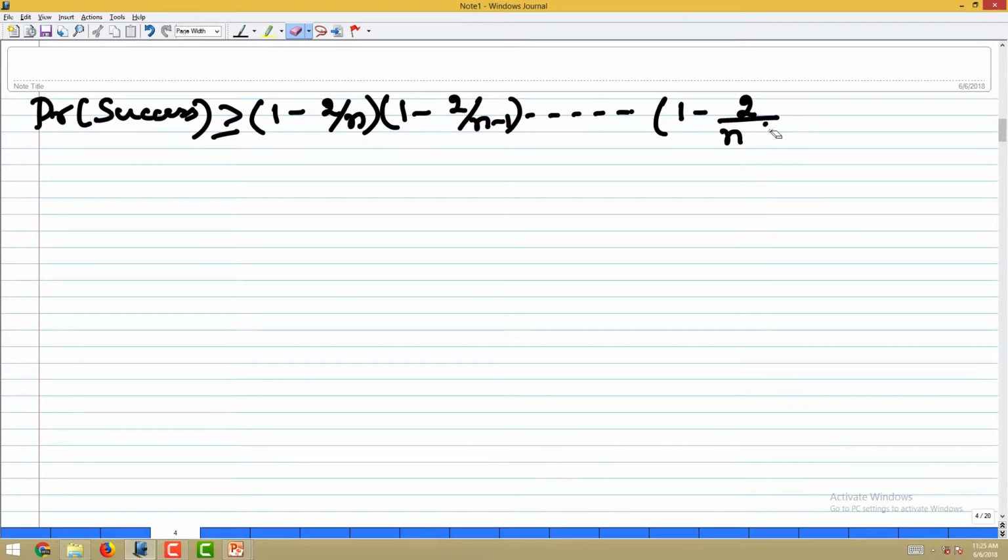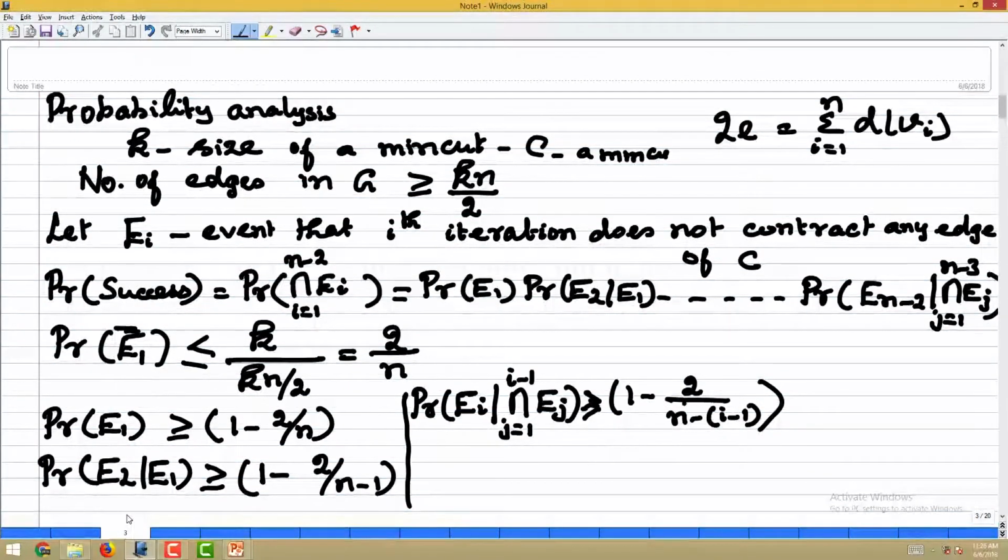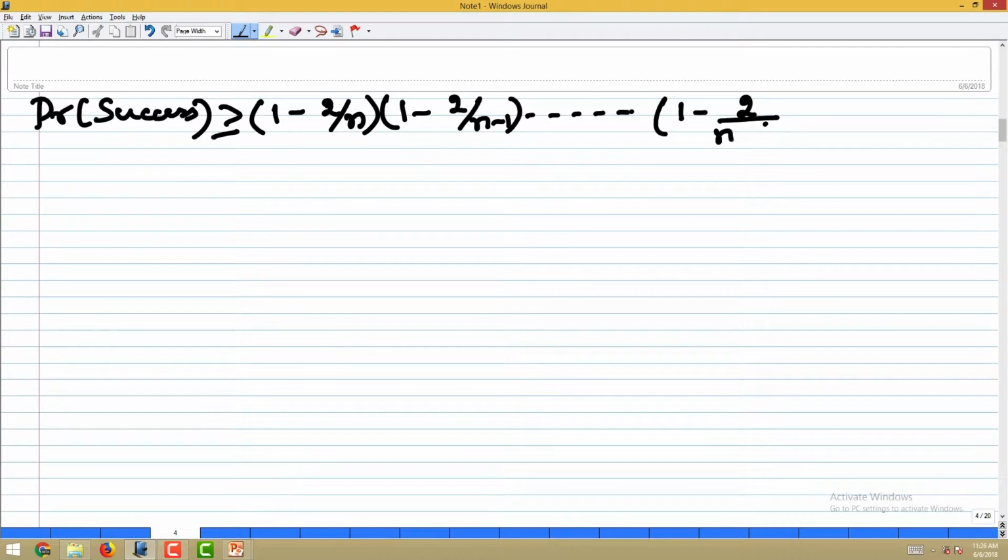So, what is the probability? 2 by n minus... you can make use of this one. What I have to do is substitute I equal to n minus 2. So, if I substitute, it is 1 minus 2 by n minus 3, n minus of n minus 2. So, 2 by n minus 2. You are able to understand?